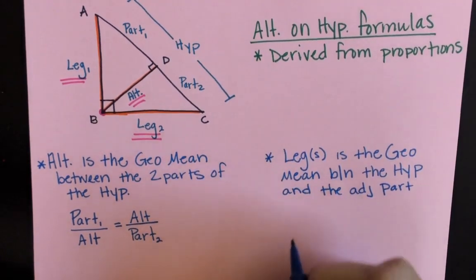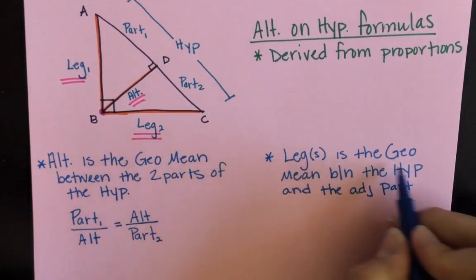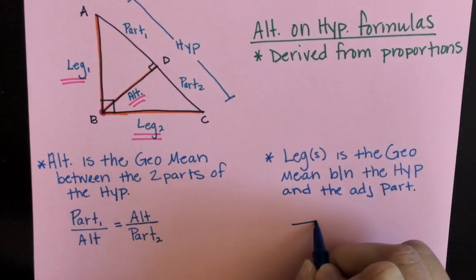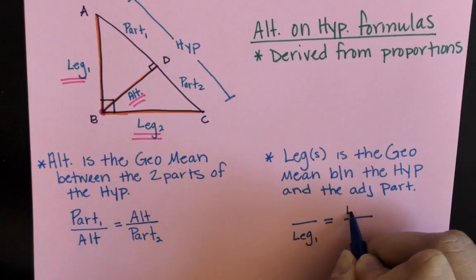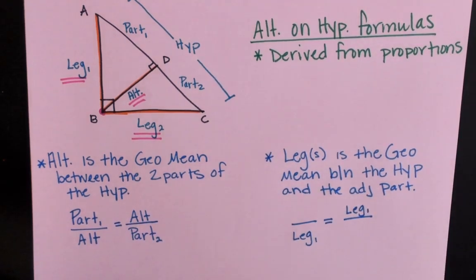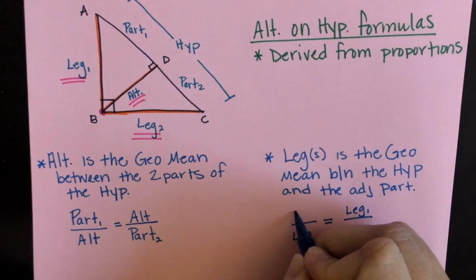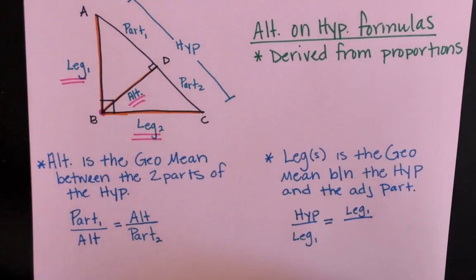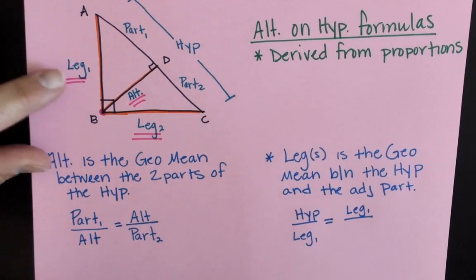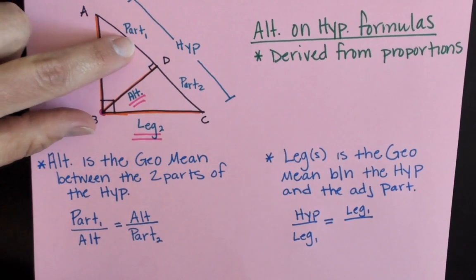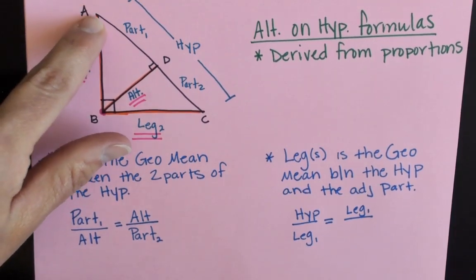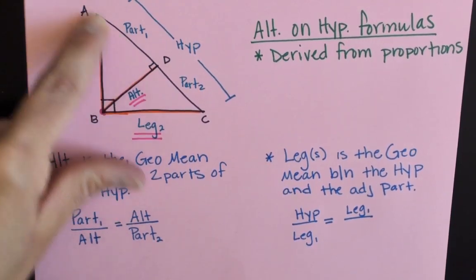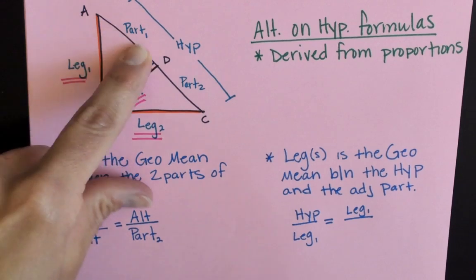So whatever leg we're talking about, again, goes in the means position, and it is always between the hypotenuse and the adjacent part. Well, if I'm talking about leg 1, shouldn't its adjacent part, if the leg is AB, the adjacent part should be AD, because it's adjacent, it has to share that point.